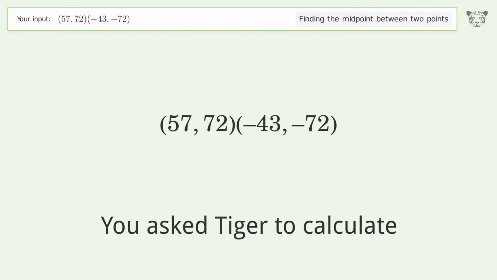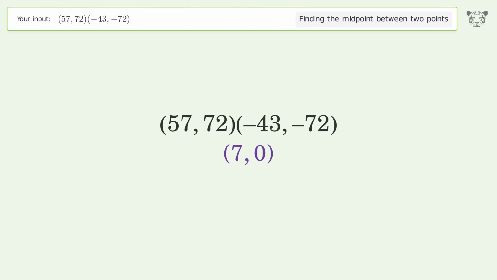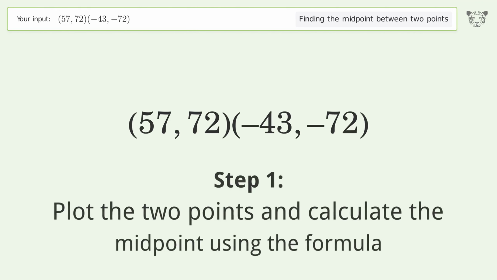You ask Tiger to calculate. This deals with finding the midpoint between 2 points. The midpoint between the 2 points is 7, 0. Let's solve it step by step. Plot the 2 points and calculate the midpoint using the formula.